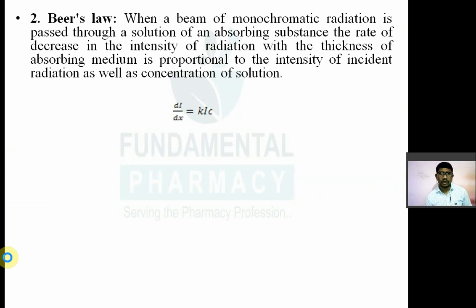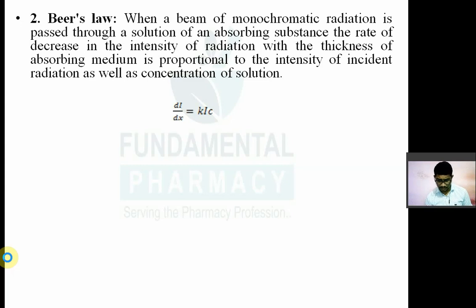Now Beer's law: when a beam of monochromatic light is passed through a solution of an absorbing substance, the rate of decrease in the intensity of radiation with the thickness of the medium is proportional to the intensity of radiation as well as the concentration of the solution. So Beer's law is related to the concentration of the solution, and Lambert's law is related to the thickness of the medium. We have seen this in the last session also, so there is no need to repeat it again.